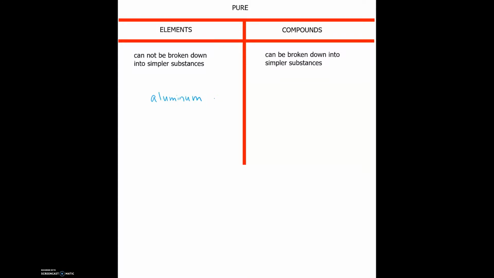Compounds can be broken down into simpler substances. So if we looked at that deionized water, that's broken into hydrogen and water. So this is a compound, whereas aluminum is just that single element.